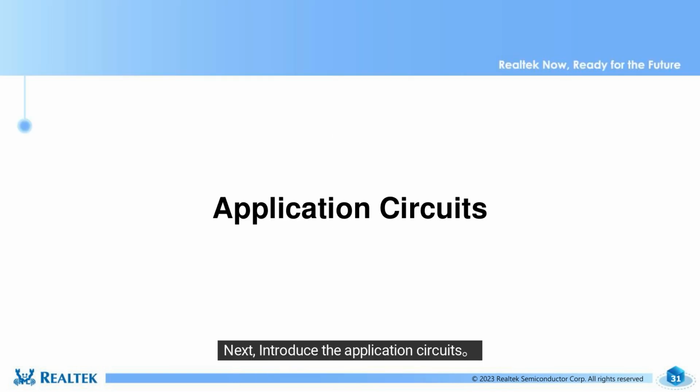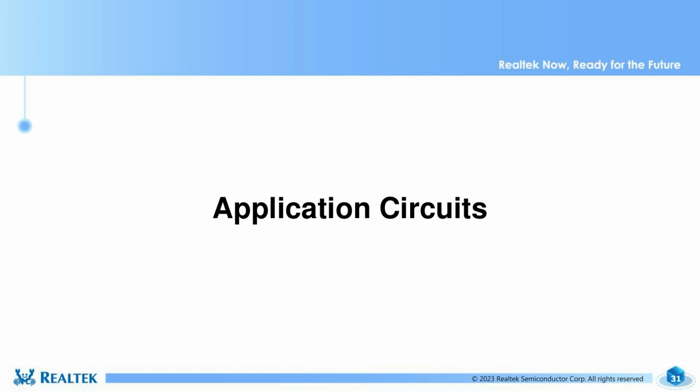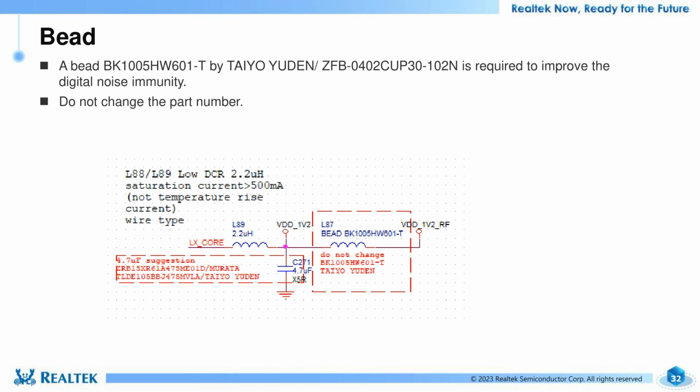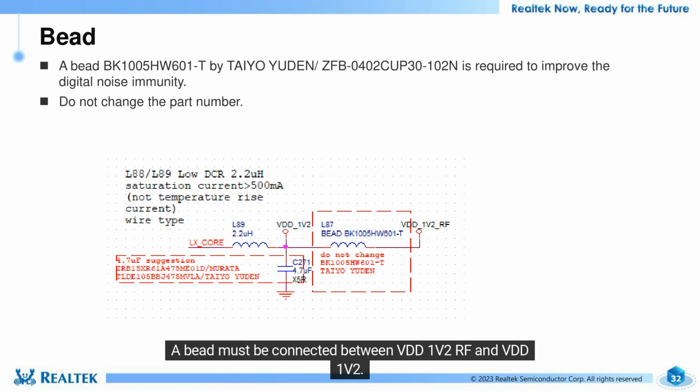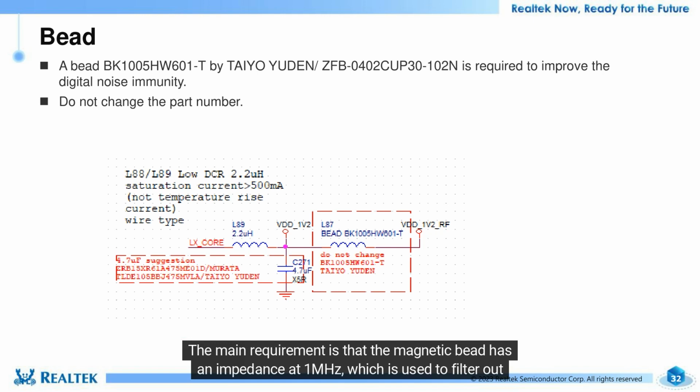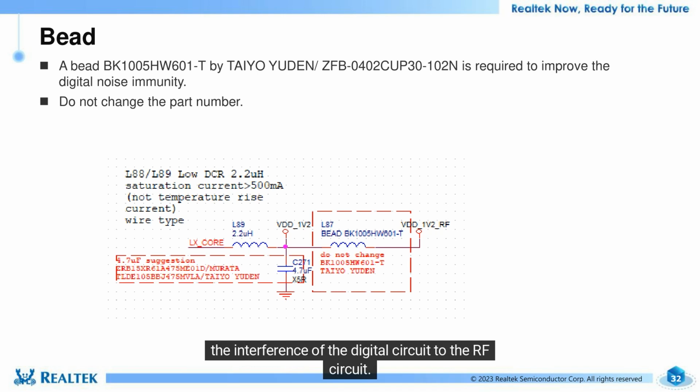Next, introduce the application circuits. The 1.2V after the switching regulator is filtered by LC will supply power to the CPU and RF circuit. A bead must be connected between VDD1V2 RF and VDD1V2. The model of this bead cannot be replaced and needs to be selected from QVL. The main requirement is that the magnetic bead has an impedance at 1 MHz, which is used to filter out the interference of the digital circuit to the RF circuit.